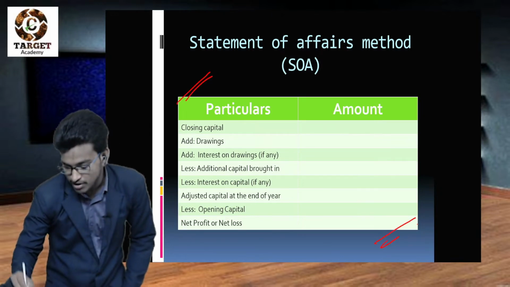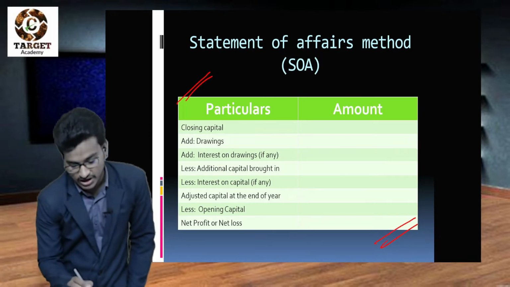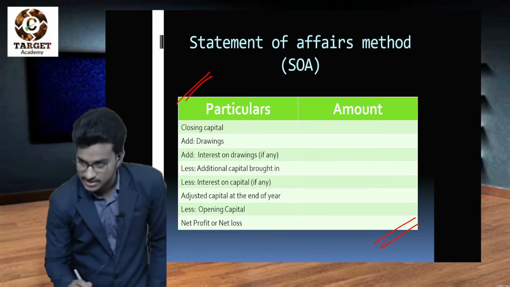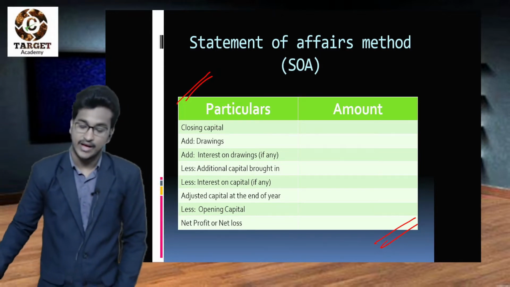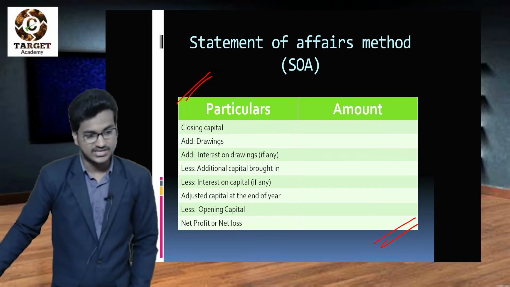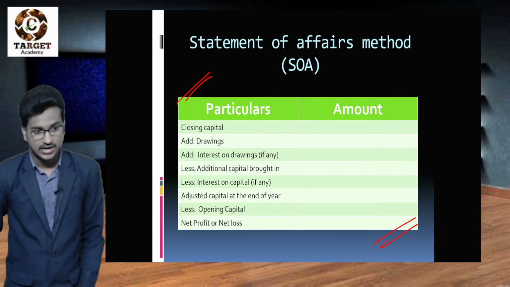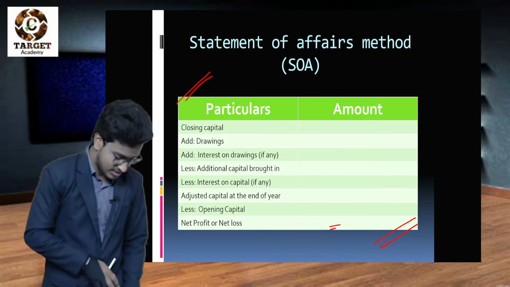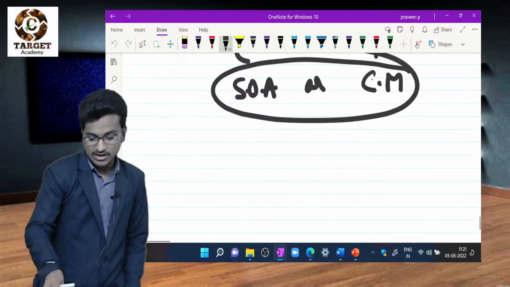So for this we have to go through this pro forma. Please listen carefully. The pro forma for the statement of affairs is: closing capital, add drawings, add interest on drawings, less additional capital, less interest on capital, less opening capital. That is the net profit or net loss. Before going through that, I will give you an example.